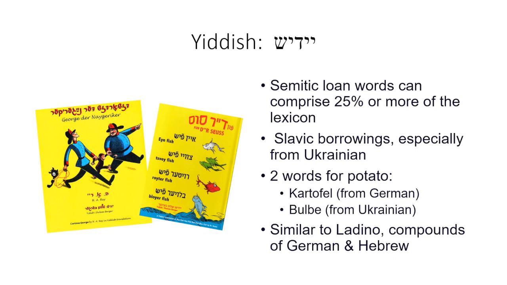The first is Kartoffel, which is from German, and that is the preferred term for potato in the Western branch of Yiddish. And in the Eastern branch, we have Bulba, which is from Ukrainian. And just like Ladino, which makes compounds of Spanish and Hebrew words, Yiddish makes compounds of German and Hebrew words.